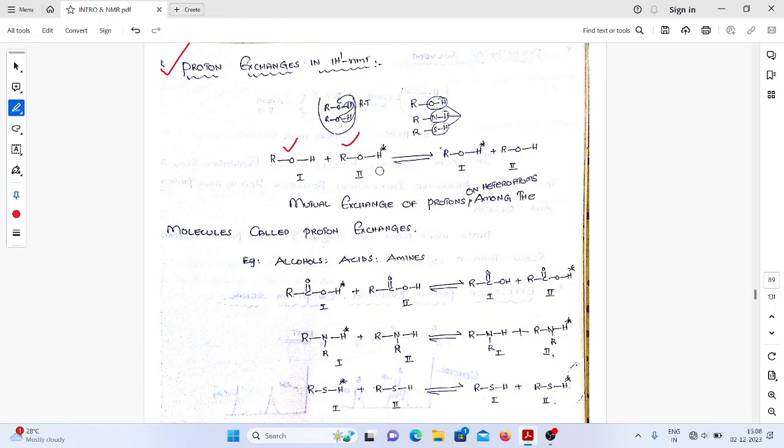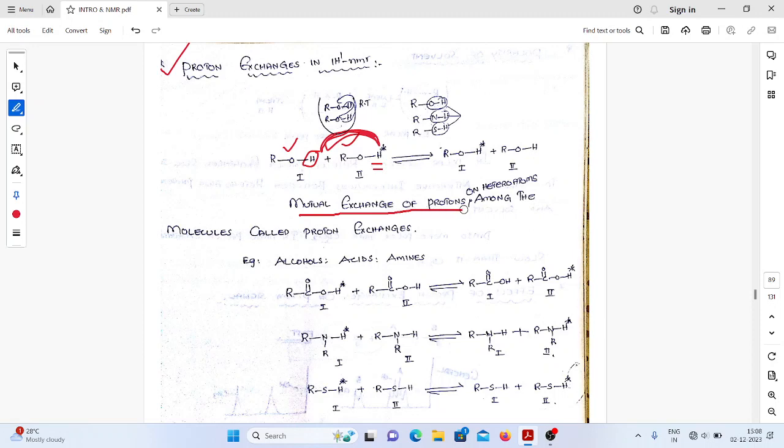So in such cases, what happens? Whatever the heteroatom proton we are having, these two protons are always exchanging with each other. So this will come here, this will come here. Why? Because alkoxide ions are more stable, RO minus and H plus. So the exchange of the proton takes place. That is commonly called proton exchange.